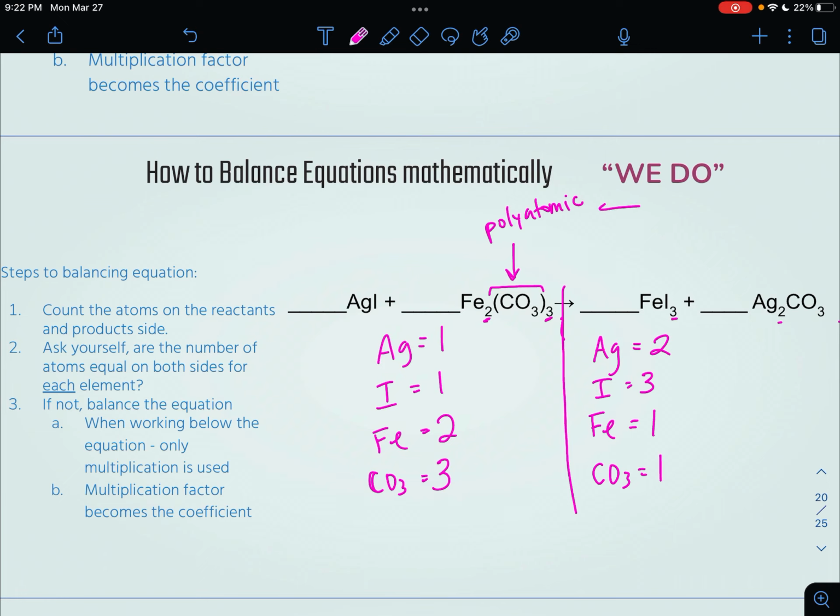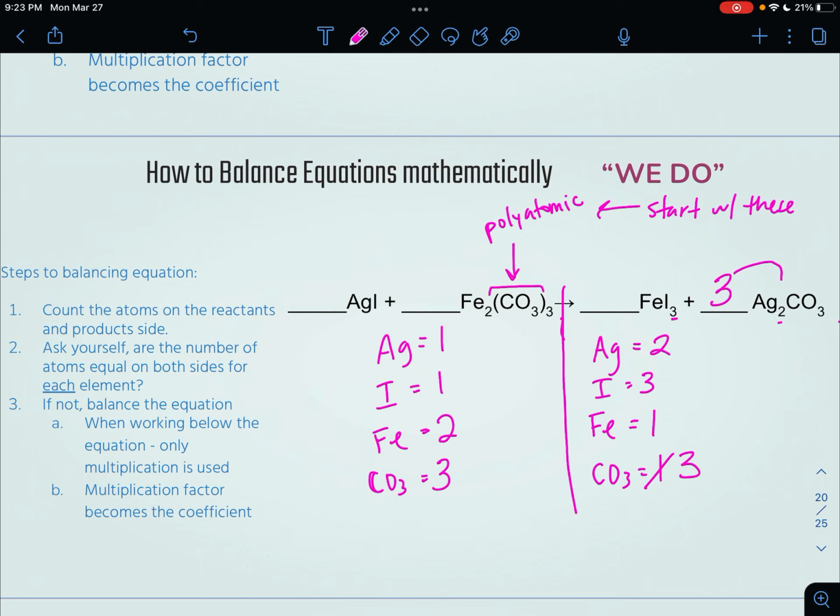Okay. The trick here is that if we start with the polyatomic, trying to balance that out, that will help us out a lot. It usually solves a lot of our problems first. And then we can go back and look at anything else that doesn't add up at the end. So if I have 3 CO3s on the left and only 1 on the right, I know that means I need to put a 3 in that space. So now I have 3, which will match up.